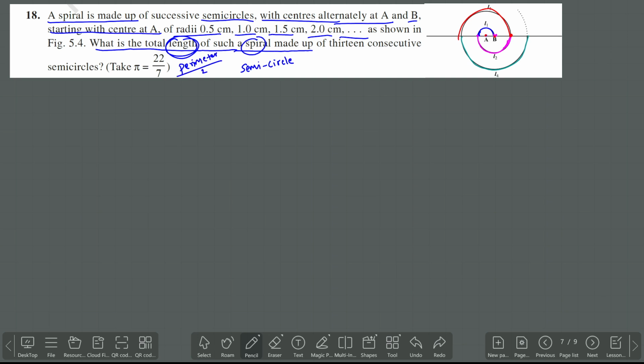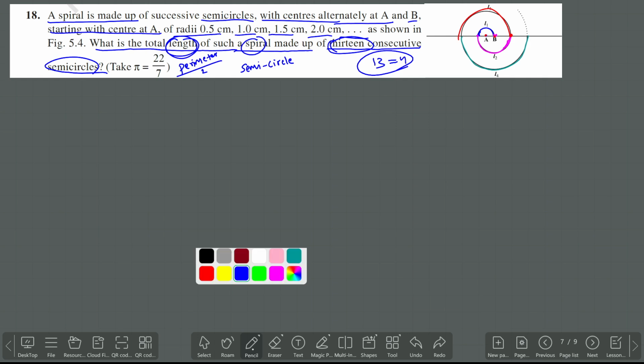Length in the sense, then we have to talk about perimeter. Half of the perimeter, because it is a semicircle, no? Length of the spiral in the sense, perimeter of the circle. So semicircle in the sense, I'm taking half of the perimeter, perimeter by 2. Up to how many consecutive semicircles do we have? 13. So then n value is what? 13. Till 13 terms it's going on. It's a very important lesson.